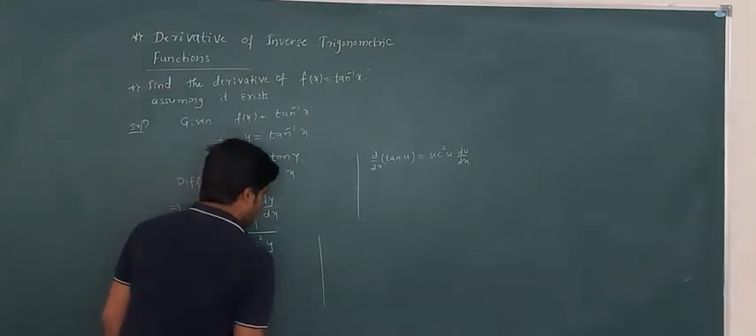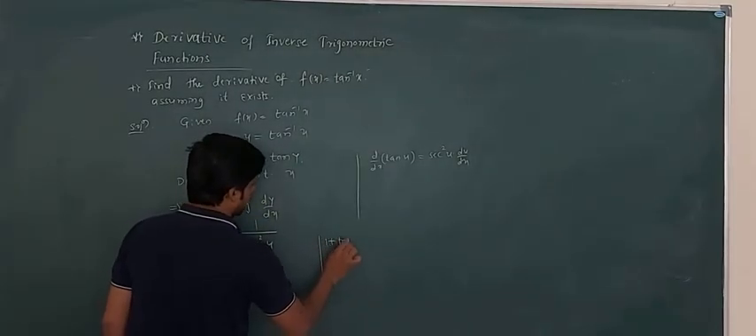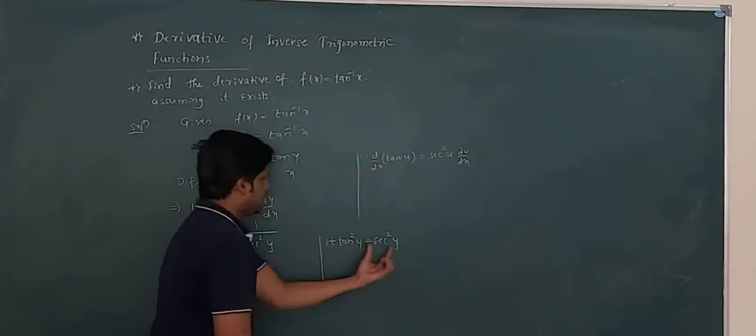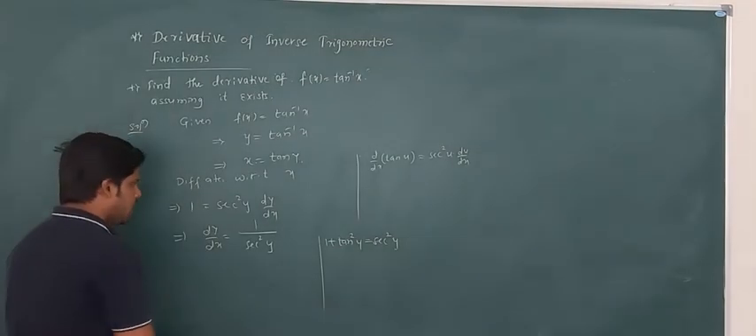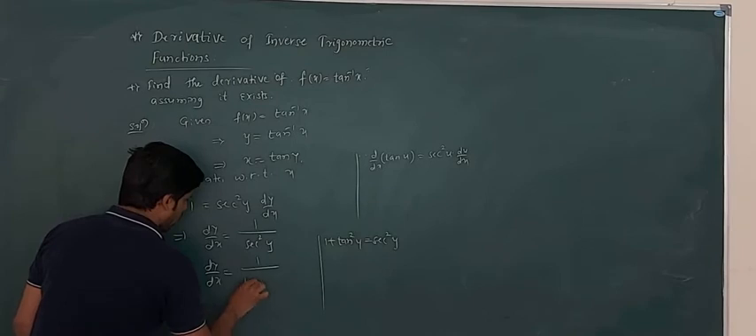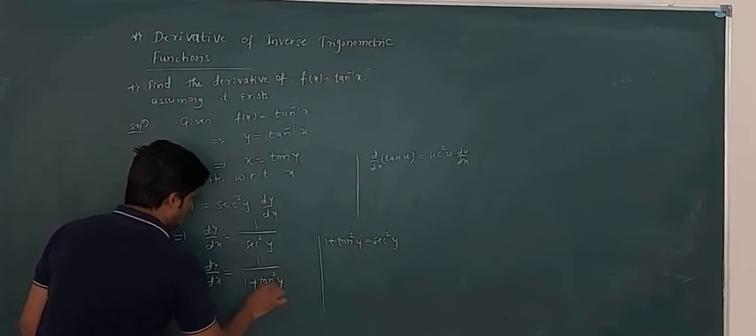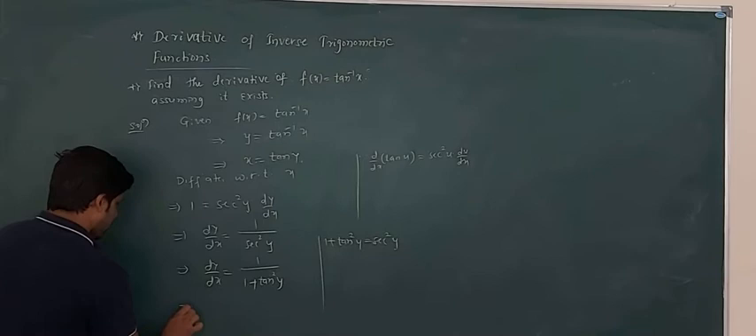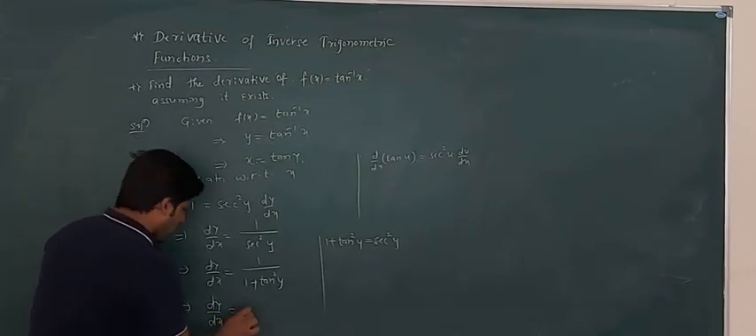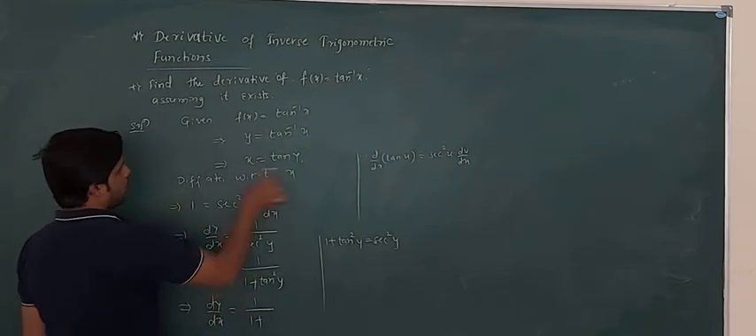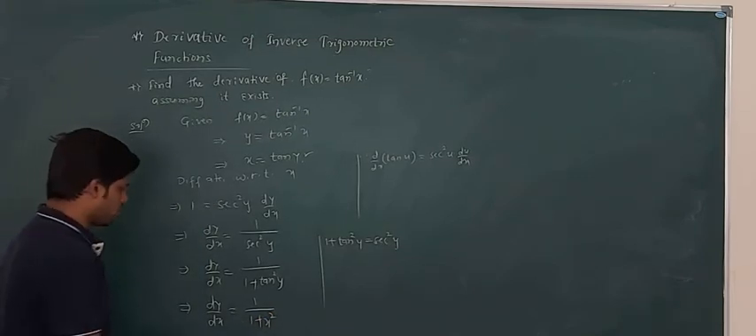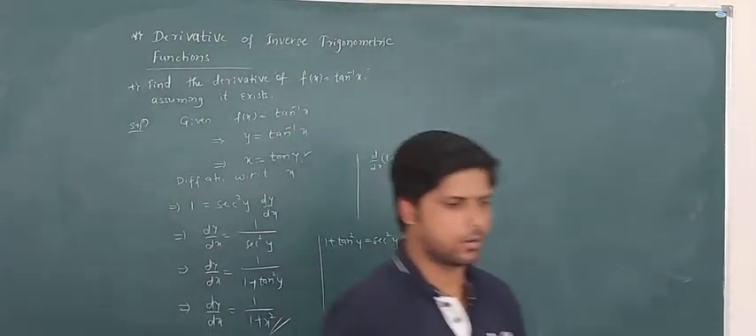And also we know that in the trigonometric identity, 1 plus tan square y is equal to secant square y. So here secant square y can also be written as 1 plus tan square y, that is dy by dx is equal to 1 upon 1 plus tan square y. And also dy by dx equal to 1 upon 1 plus, here we have tan y equal to x, then tan square y equal to x square, which is our required solution. Write it down.